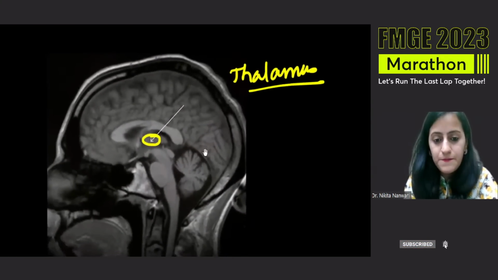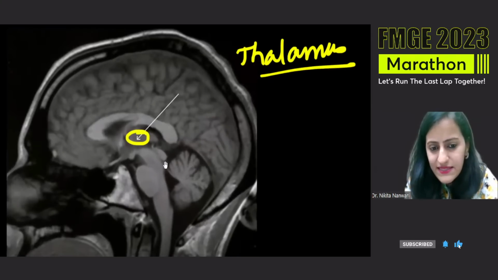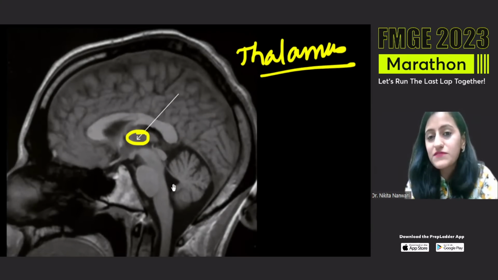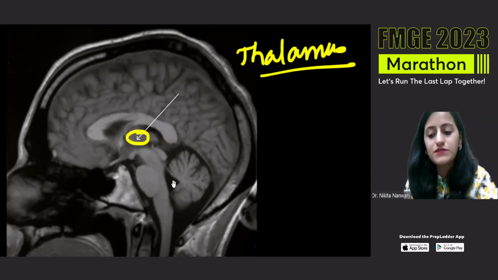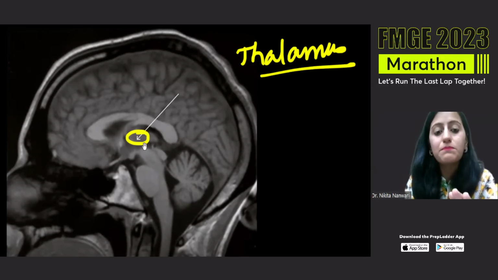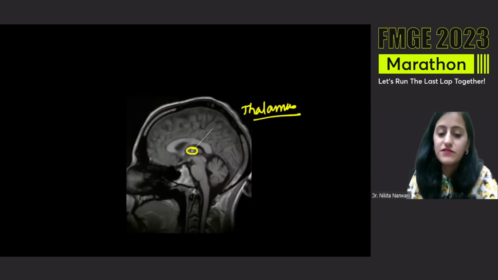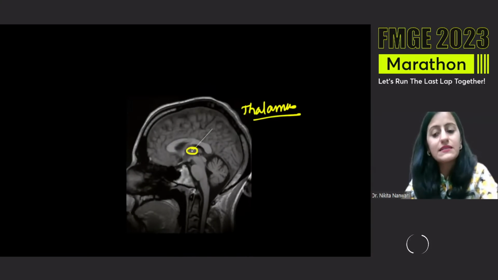And this one here, that thin duct-like thing going to the midbrain, that is the aqueduct of Sylvius. So remember that the aqueduct of Sylvius is the cavity of the midbrain, connecting the third ventricle to the fourth ventricle. That's the aqueduct of Sylvius, and that's the thalamus that we have seen in this image.